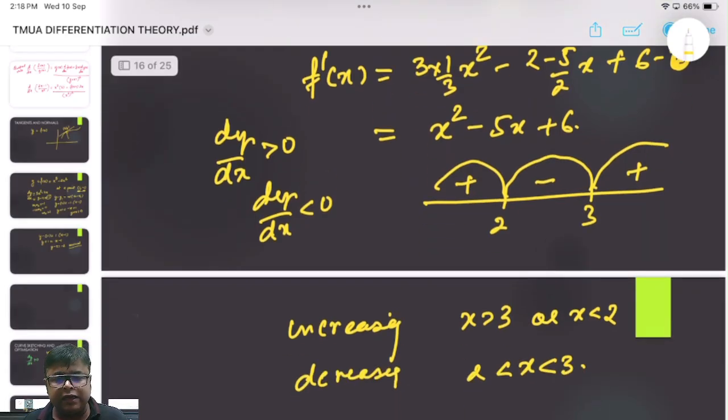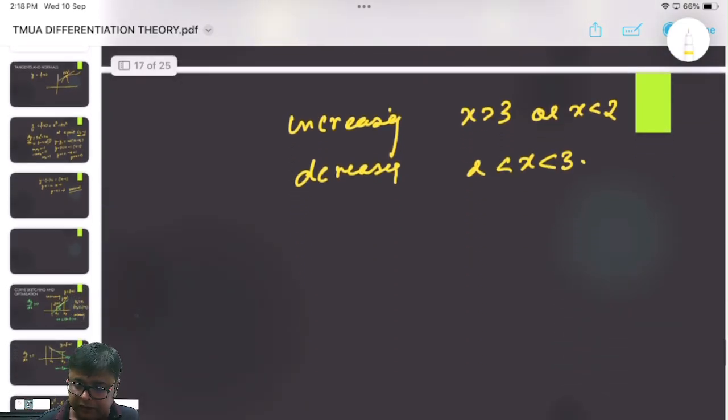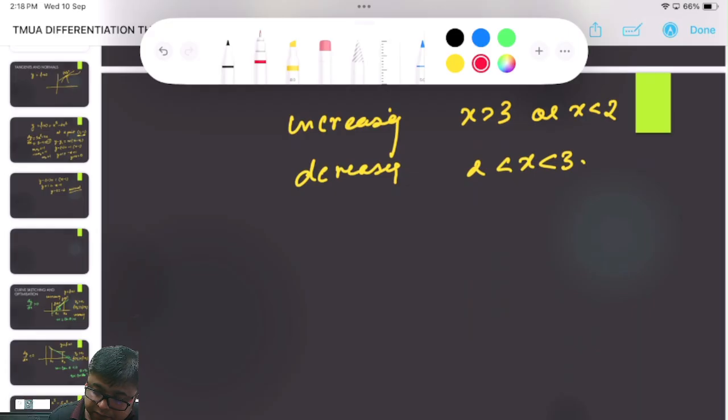Now, a lot of people ask me what happens at 2 or 3. So let's move on to that now. Let's understand that. Since I have covered a curve, I'm just making a curve.